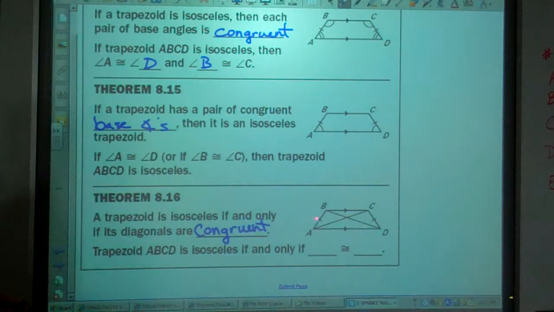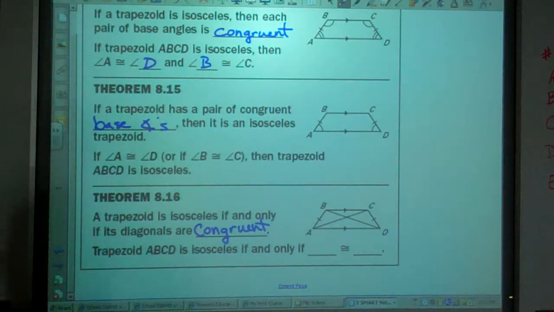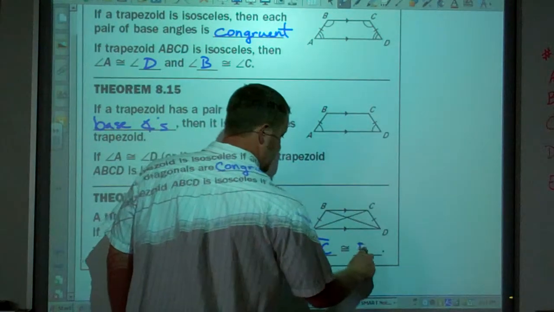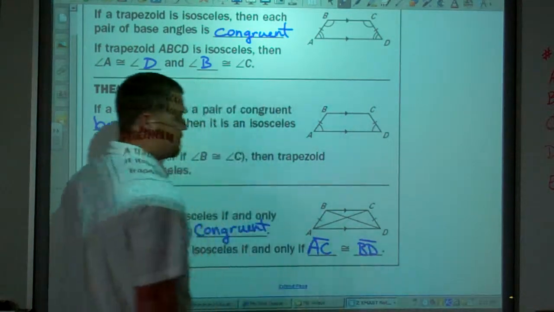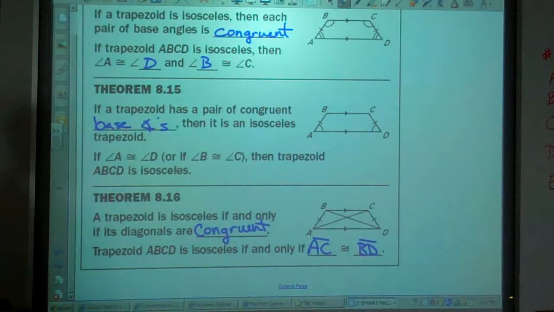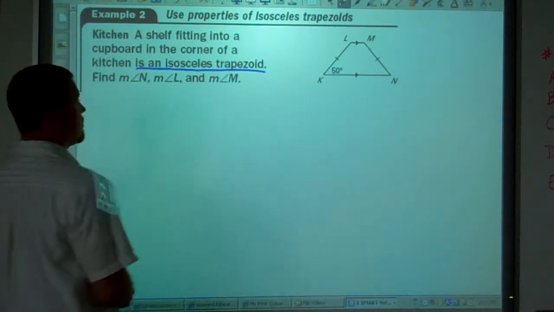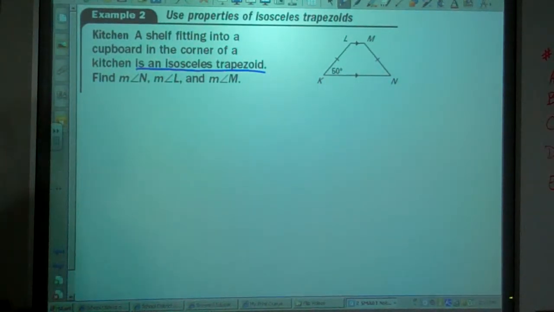Alright, trapezoid ABCD is isosceles if and only if segment AC is congruent to segment BD. A shelf fitting into a cupboard in the corner of a kitchen is an isosceles trapezoid. Knowing that tells us a few things.